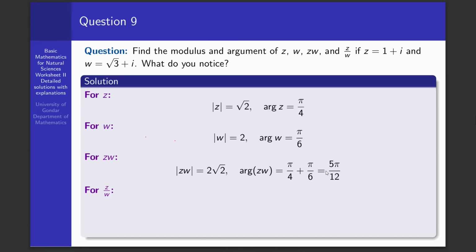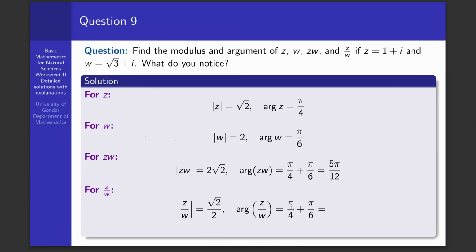Similarly, the last one, z over w. First the norm is radical 2 over 2, which means the norm of the quotient of two complex numbers is the quotient of the norms of the individual ones, so that radical 2, which is the norm of z, and 2, which is the norm of w, gives just radical 2 over 2. And the argument is also what? The argument of the quotient of complex numbers is the same as the argument of z minus the argument of w.